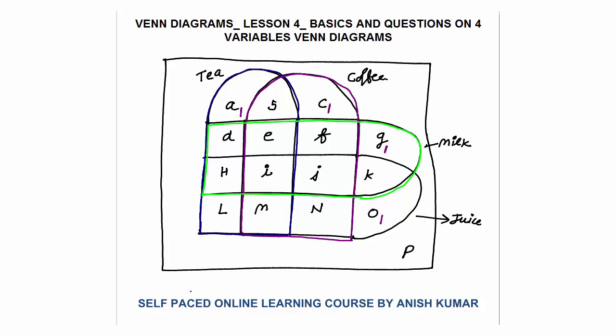So when I say the number of people who consume exactly one drink, EX1, how many people consume exactly one drink? Your answer should be A plus C plus G plus O. A are the number of people who consume only tea, only coffee is C, only milk is G, only juice is O.